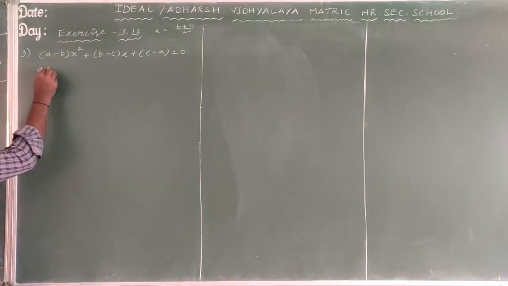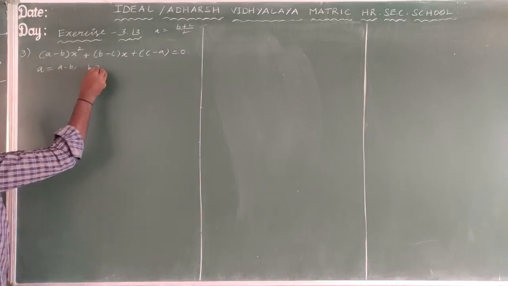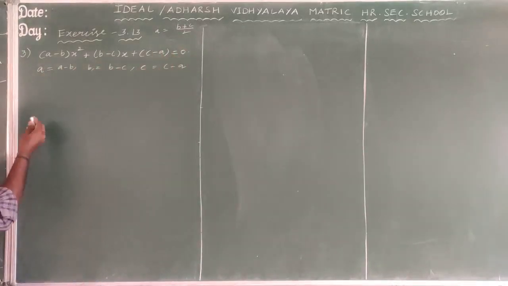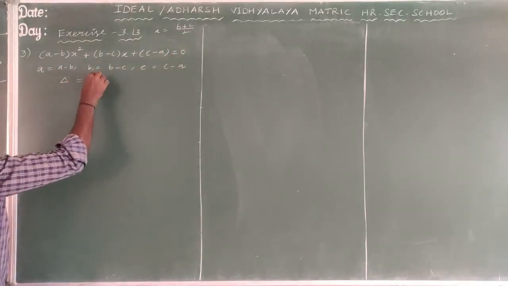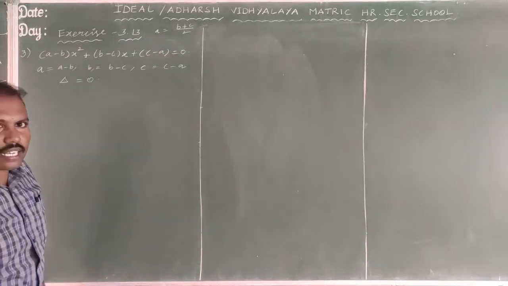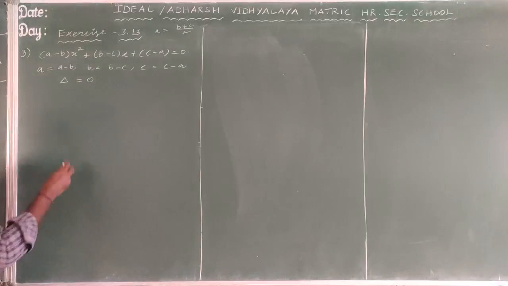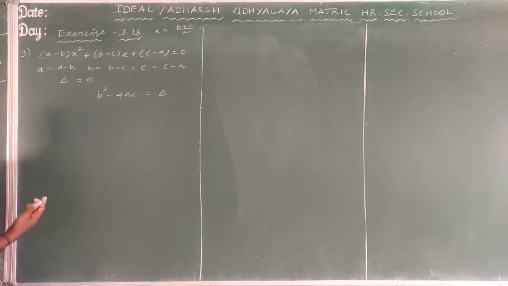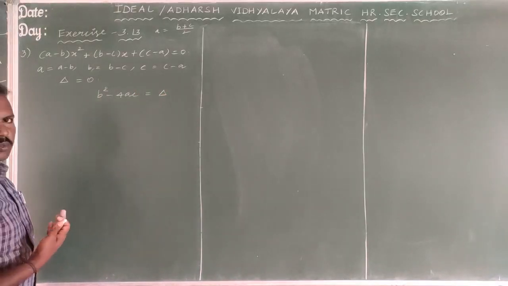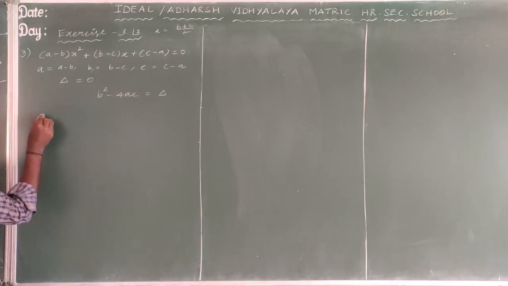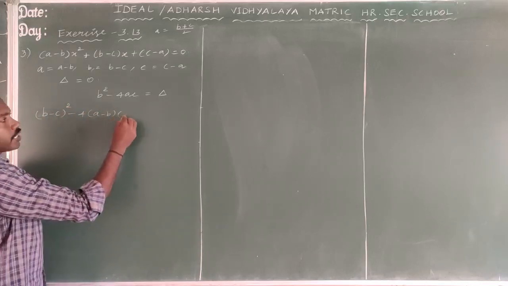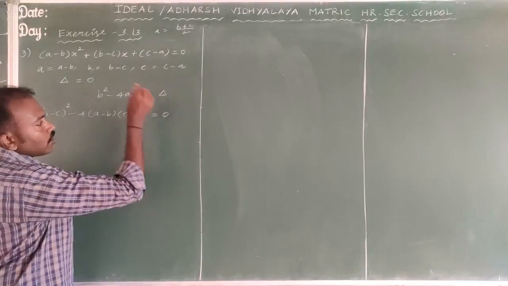Here a is equal to a minus b, b is equal to b minus c, and c is equal to c minus a. Here discriminant is equal to 0 since the given roots are real and equal. We know the formula: b square minus 4ac is equal to discriminant. Then b square, that is b minus c the whole square, minus 4 into a minus b into c minus a is equal to 0.